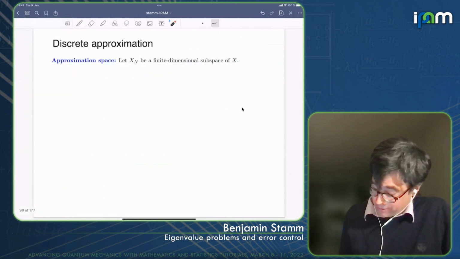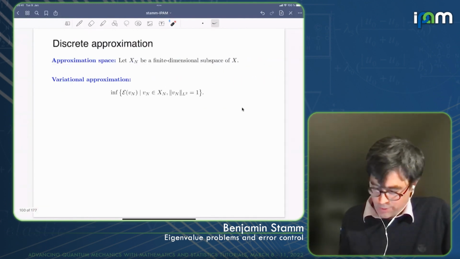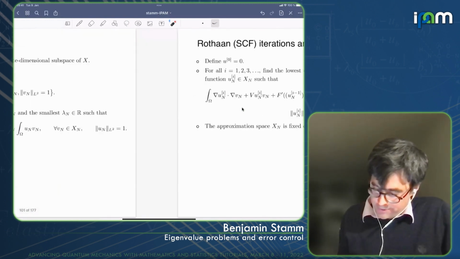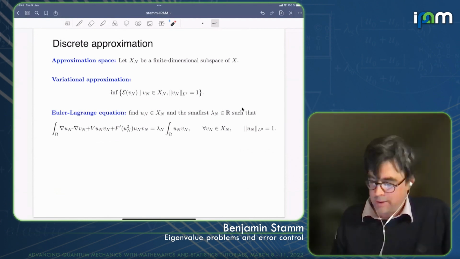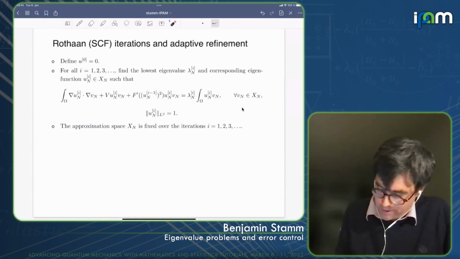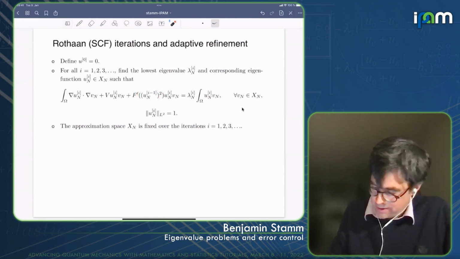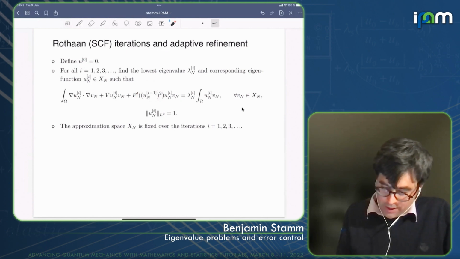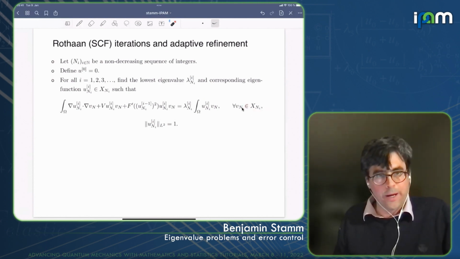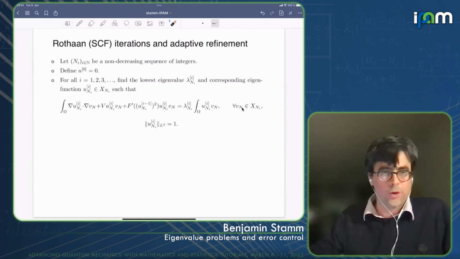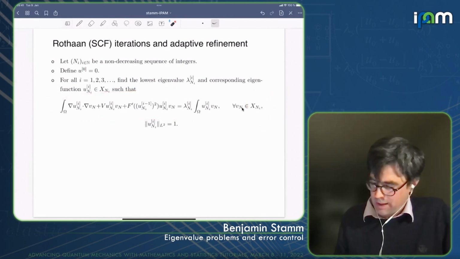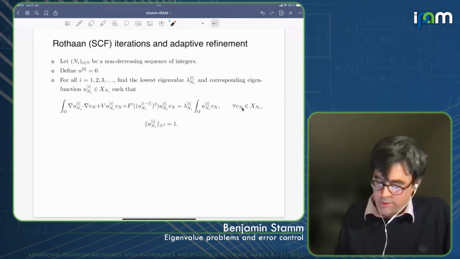As before, you have to discretize it. I can be quite fast here. You have the weak formulation, the discrete weak formulation. Since this is also nonlinear, you have to solve it in an SCF-like fashion. So for the nonlinearity, you put an initial guess, you solve the eigenvalue problem, you update the nonlinearity, and you iterate. You can have a fixed approximation space, but you could potentially also have a sequence of approximation spaces that in the beginning is quite coarse, and only if you come close to convergence of the SCF, you start to add degrees of freedom.